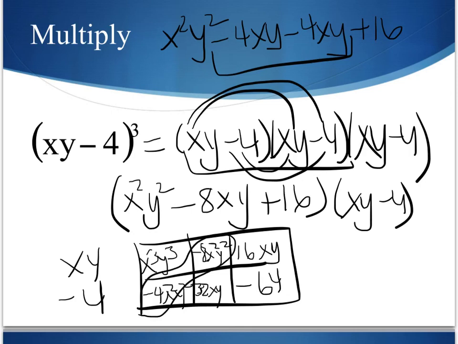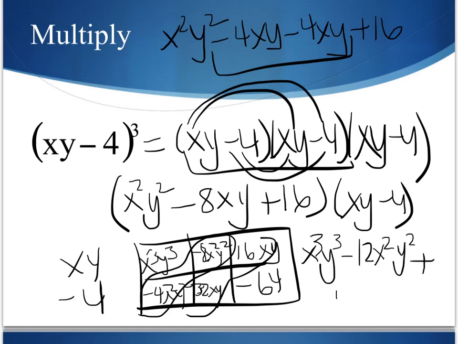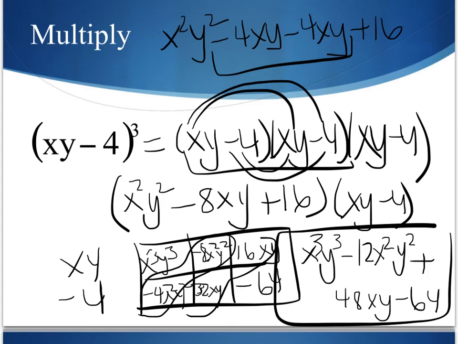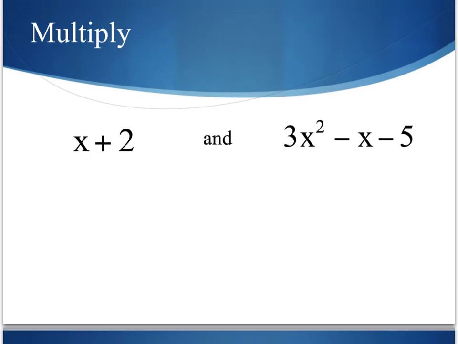Right? And we combine like terms here and here. If I can read my handwriting, x cubed y cubed minus 12x squared y squared plus 48xy minus 64. Just like that.